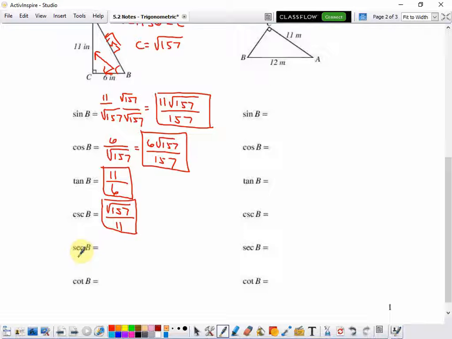Secant is the reciprocal of cosine. So I want hypotenuse over adjacent, square root of 157 over 6. And cotangent is the reciprocal of tangent, so that's going to be the adjacent over the opposite, 6 over 11.